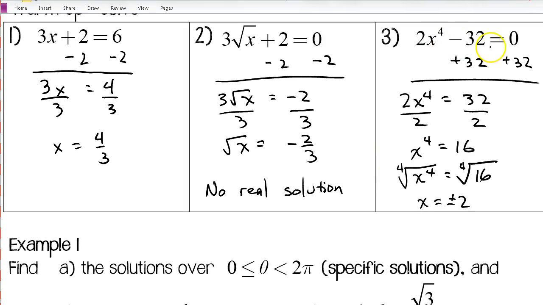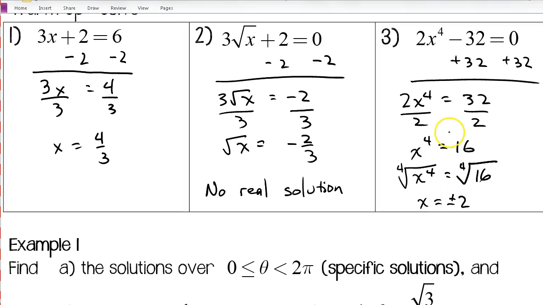And then for number 3, there would be a couple of different options to do this. One of them might possibly be factoring, but in this case it's easier to isolate the x on one side by adding 32 to both sides, dividing by 2, and then taking the 4th root. And notice here that I've got plus or minus 2 because positive 2 raised to the 4th would equal 16, or -2 to the 4th would equal 16.